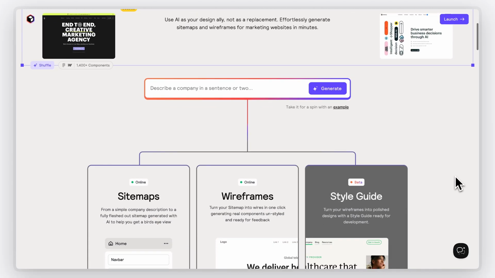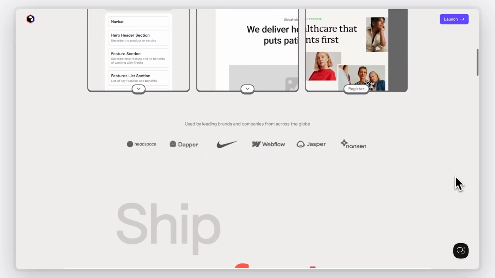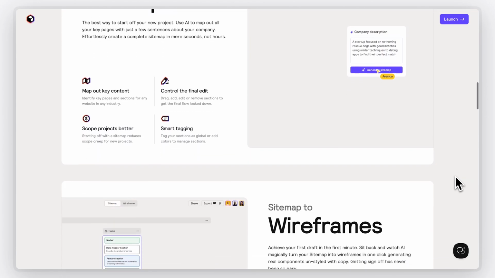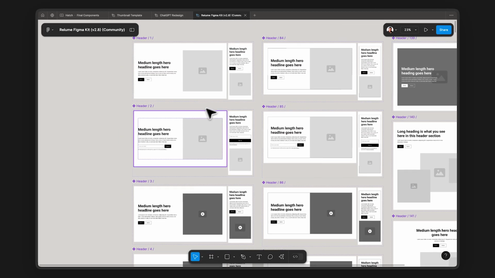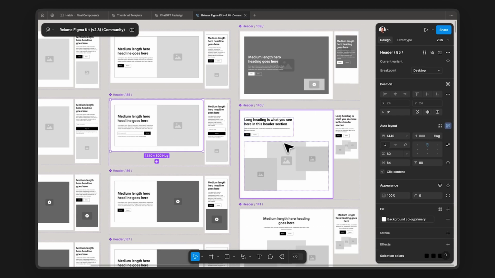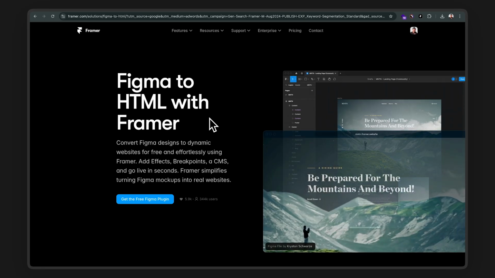Relume has this really cool AI website builder that could help you generate your portfolio sitemap in wireframes in minutes. And they also have this free Figma component library, which you could use to start designing your portfolio. And then you can even import it into Framer using the Figma to Framer plugin.